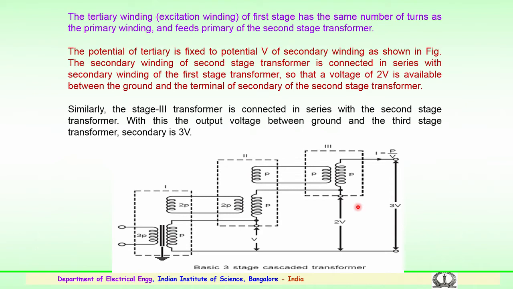So, the output voltage of 2V is available between the ground and the terminal of the second voltage terminal. So, this is the second stage. Similarly, in the case of stage 3, which is connected in series with the second stage, the excitation winding of the second stage is connected to the primary of the third transformer, and the output voltage between the output of the third stage and the ground will be 3V. So, the secondary of the third stage transformer will have 3V. This is how the cascading of the transformer is done.